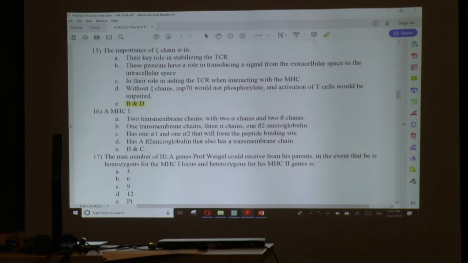Because they have a really important role in transducing, so basically sending the signal from the extracellular space, meaning the signal that the TCR receives when it recognizes something on an MHC, to the intracellular space, which is where you have the whole protein cascade that you've studied of ZAP70 phosphorylating PLC gamma, and it turns into DAG and IP3 and so on and so forth. Do you remember that? Okay. So that is not going to happen if you don't have zeta chains, basically.